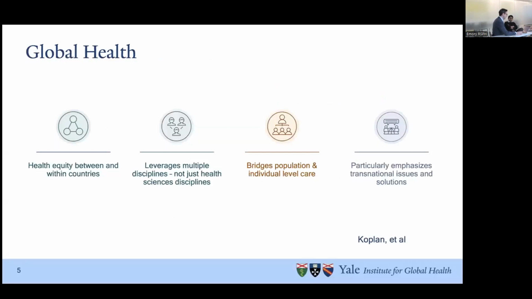I don't think this is new to anyone in this room, but it helps to frame my perspective as a generalist. And then, of course, I think you all are probably well aware of Dr. Copeland's work in really helping us define this field of global health as thinking about health equity between and within countries, leveraging multiple disciplines, not just health sciences, bridging population and individual level care, and particularly emphasizing transnational issues and solutions.